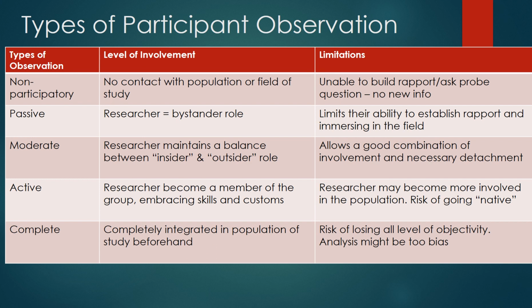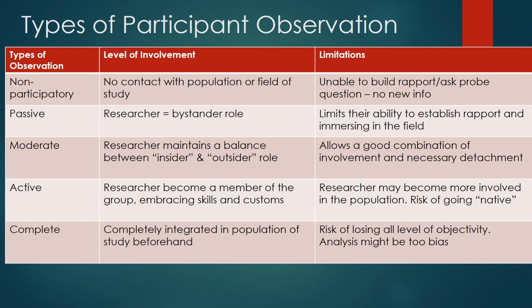These are types of observation. You can see here, very simple: non-participatory, not getting involved within the population, being passive, moderate, active, and complete. Each and every type of observation obviously depends on the research questions, research objective, your topic, and what it tries to achieve. If you find that being passive and moderate is fine for you to collect sufficient data for your research, then it's all right.